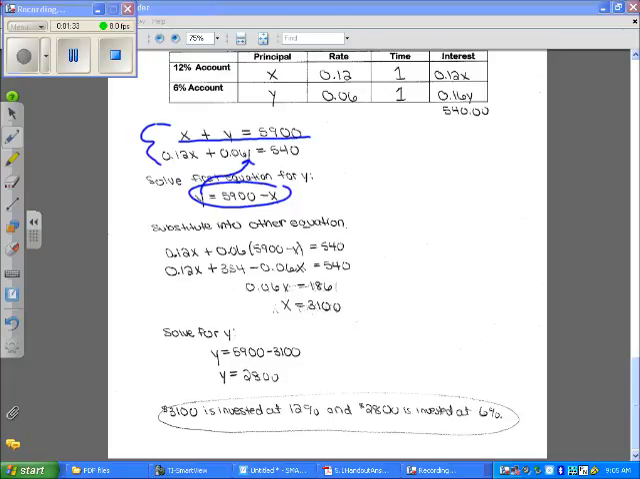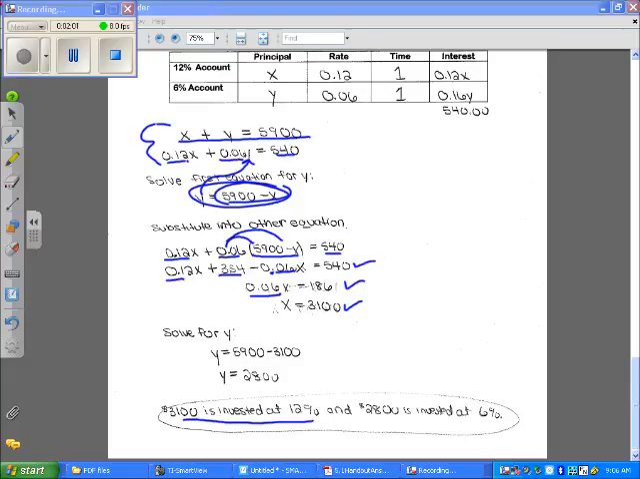So if you see that, I have 0.12x plus 0.06 times y, which is this, 5,900 minus x, is equal to 540. I go ahead and simplify this, apply the distributive property here, and come up with the next equation. I add my like terms together and subtract 354, divide by 0.06, and I get $3,100. So $3,100 is invested at 12%.